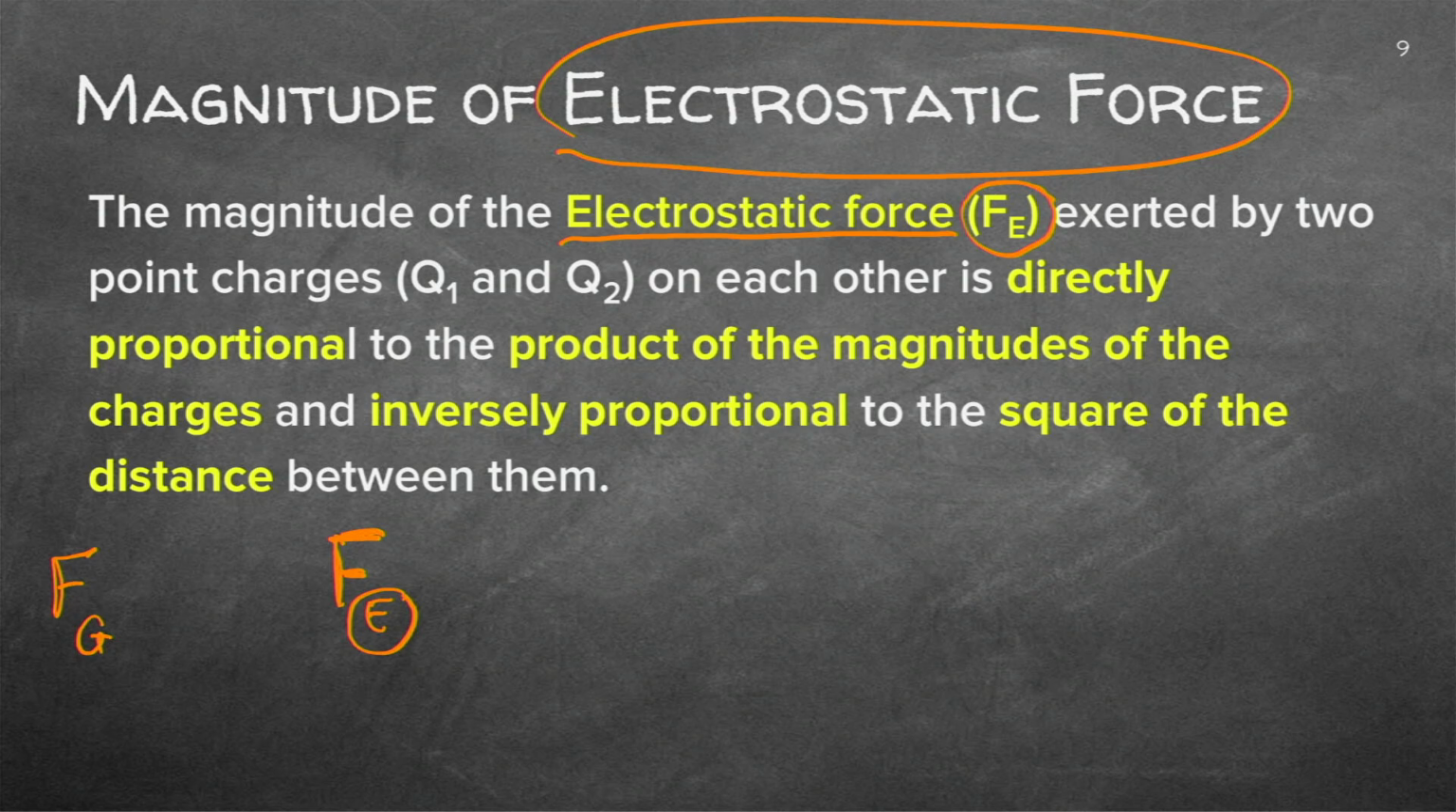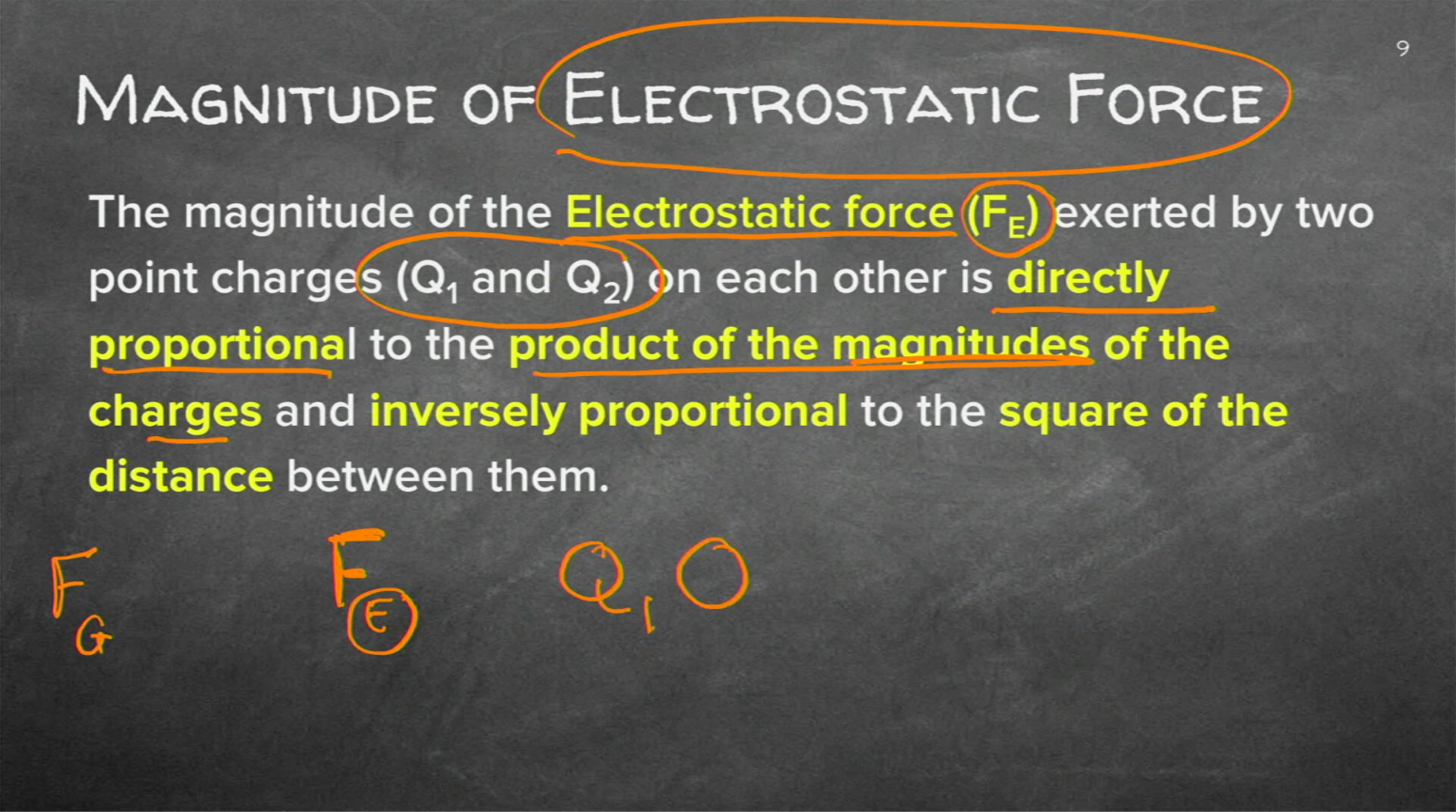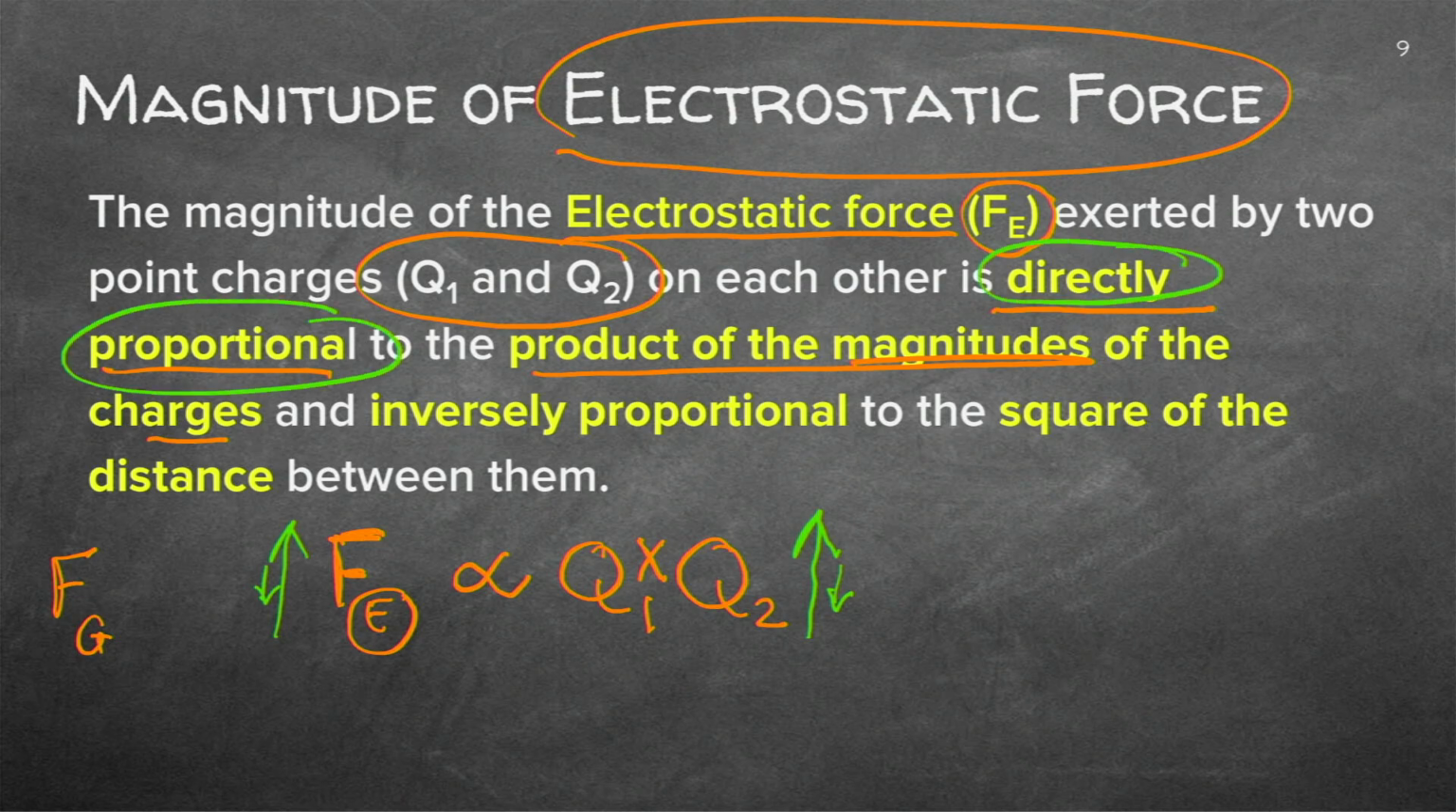What is it? It is directly proportional to the product of the magnitude of the charges. So I've got point charges Q1 and Q2, and the force is directly proportional to the product. So it's multiply and it's directly proportional. Now, what does that mean? It means if I'm increasing the charges, the force will increase. If I'm decreasing the charges, the force will decrease. That is what the word directly proportional means.